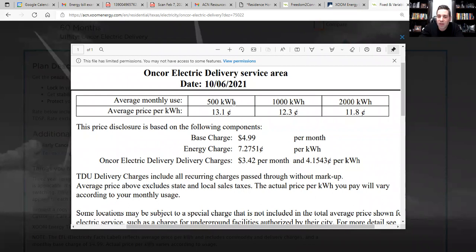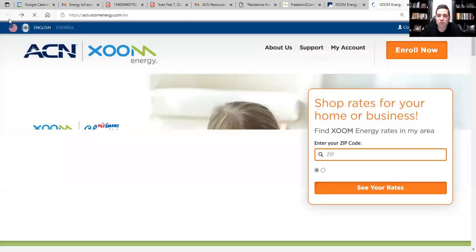But the following month, it might actually be over 1,000. So the next month, their rate would go down if their usage went up, to 12.3 cents a kilowatt. So that's what you want to look for on a bill: how much electricity, how many kilowatts are they using, and then what's the average price per kilowatt?